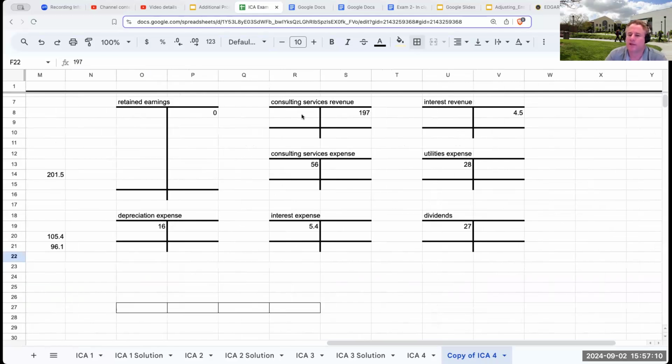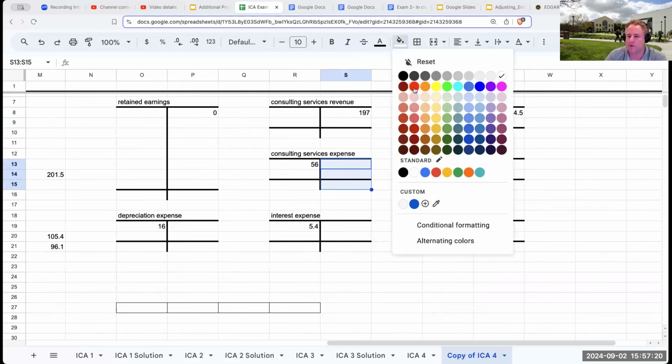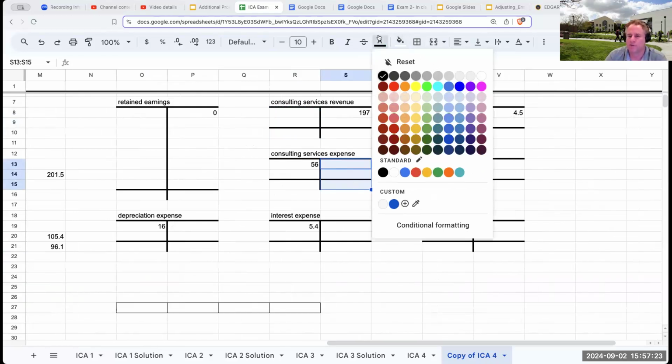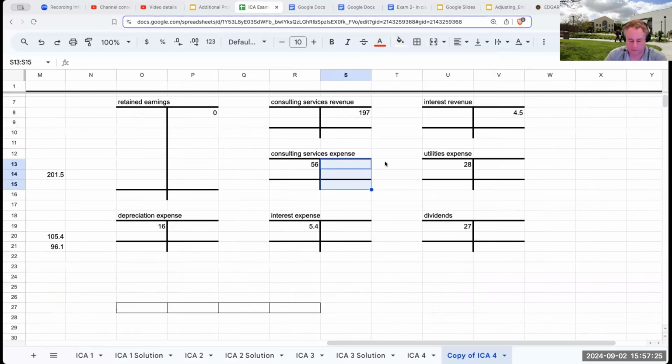So now what do I need to go through and do? Well, I basically need to make all of these temporary accounts go to zero, right? That's my goal here. So just give me 2 seconds to make this a nice, colorful journal entry.